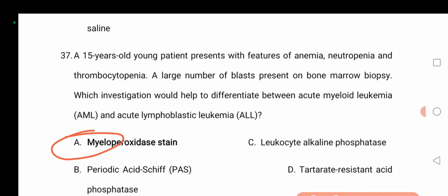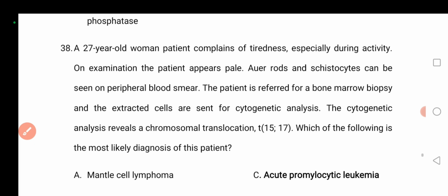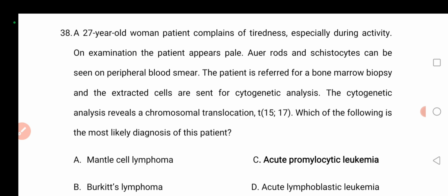Myeloperoxidase stain is important. This stain will stain what? The myeloperoxidase enzyme in the blasts. So it will differentiate. If we find that there are stained cells, we can identify that it's what? Myeloid. If there is no stain after using it, we can conclude that it's what? Lymphoid. So the correct answer is A. Myeloperoxidase stain is the best stain to identify whether it's a myeloid or lymphoid kind of leukemia.